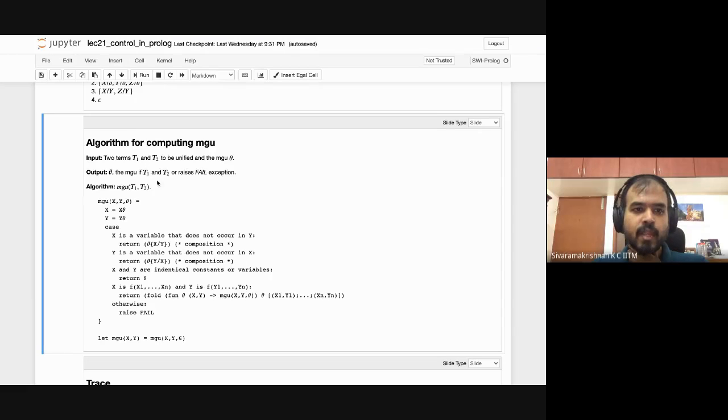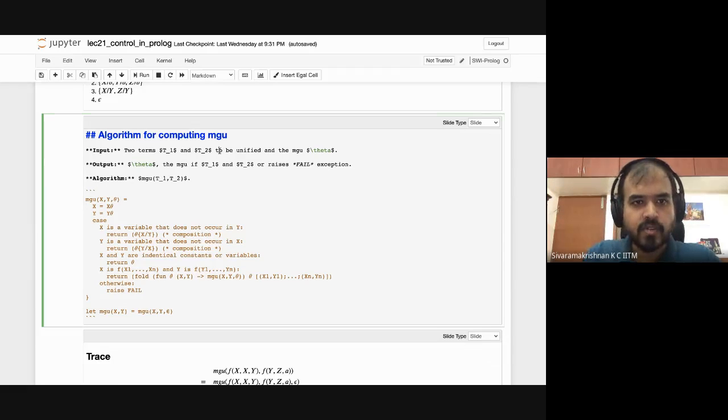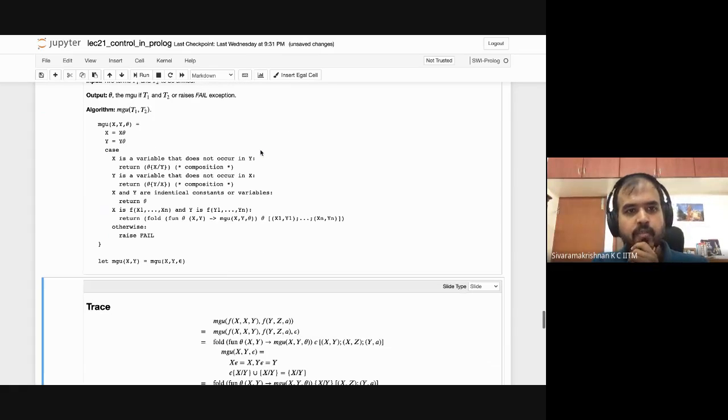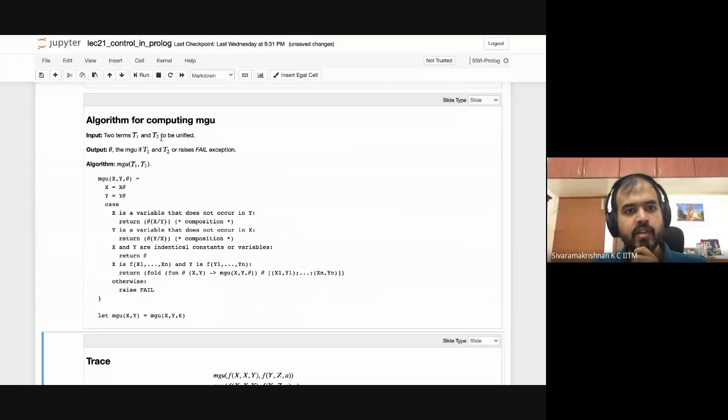I think I should fix this: two terms to be unified. The input for this algorithm is the two terms T1 and T2 to be unified. The output is going to be theta, the most general unifier, if T1 and T2 unify. It might be the case that they do not unify, in which case we just raise a fail exception. This is pseudocode, not OCaml code, but you'll get the idea.